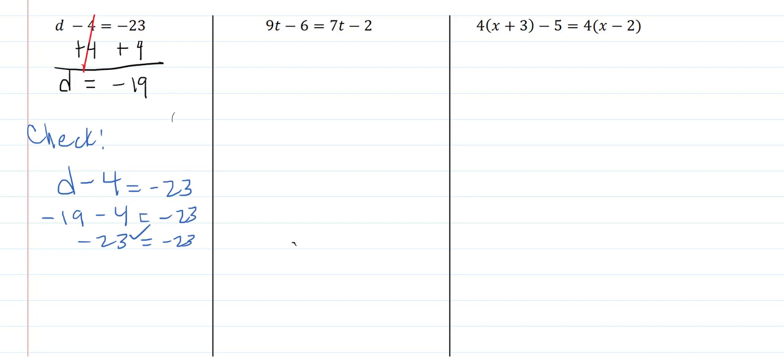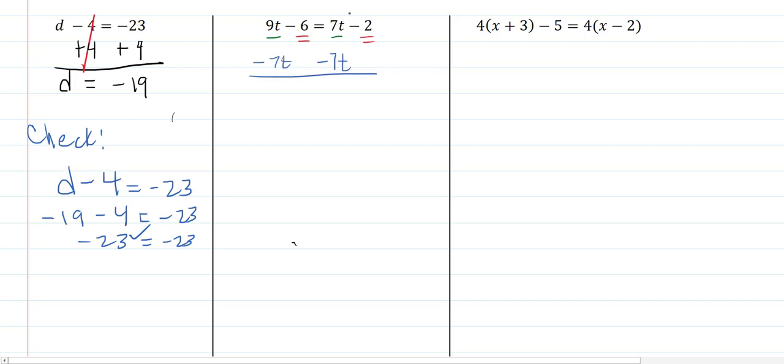Other times you might need to move things around. So notice that I have some like terms. If you haven't watched the video on like terms, be sure and watch it. So I could move the 7t to the other side by subtracting it. So in other words, you do the opposite. That cancels. So I get 2t, and I just bring the negative 6 down, and I'm left with negative 2.